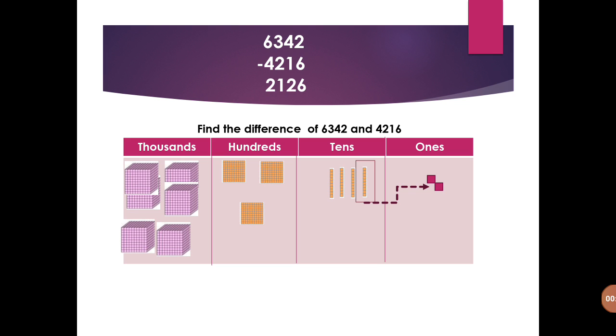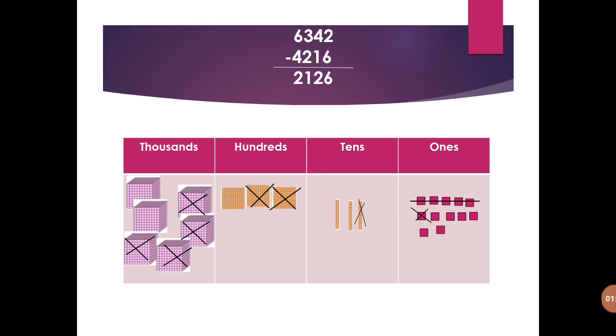Now we have to write the number in vertical form and observe the ones column. This is 2 in the minuend place, and we have to subtract 6. The 2 is smaller, so we have to take a borrow from the tens column and change 1 ten into 10 ones. Then it should be like this. We have changed the 1 ten into 10 ones. Now the ones is 12.